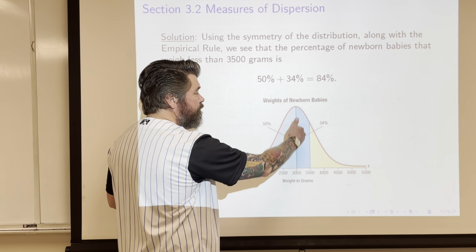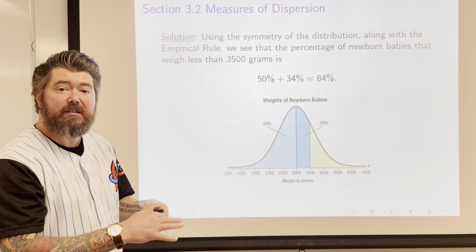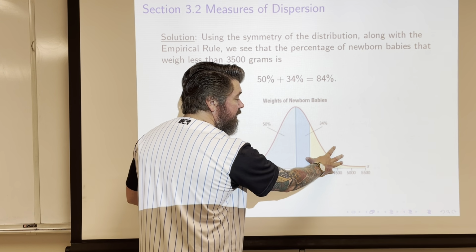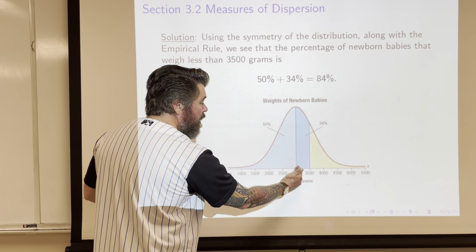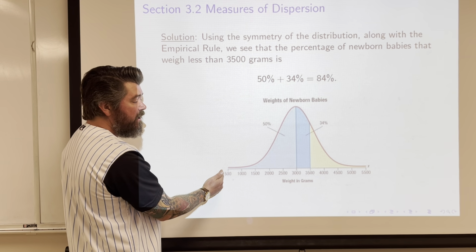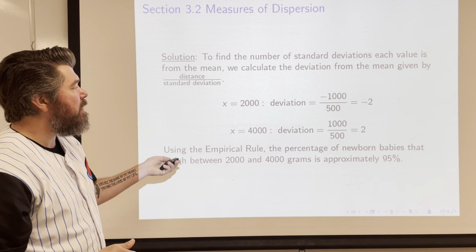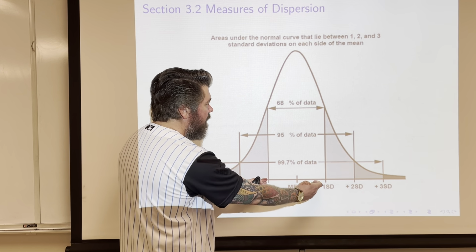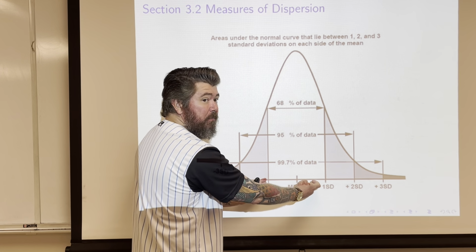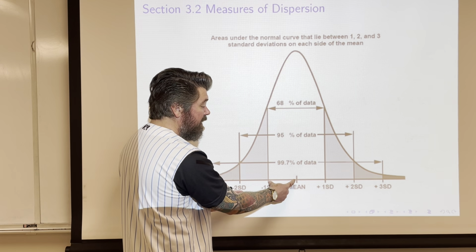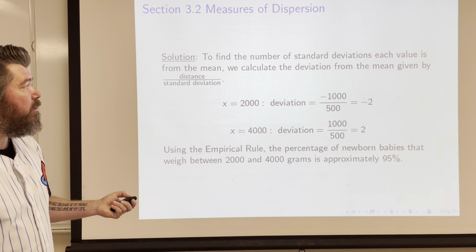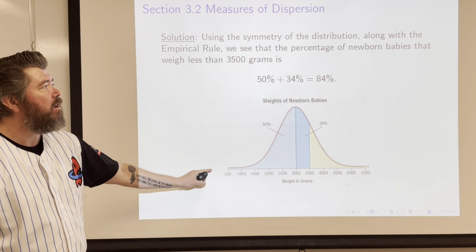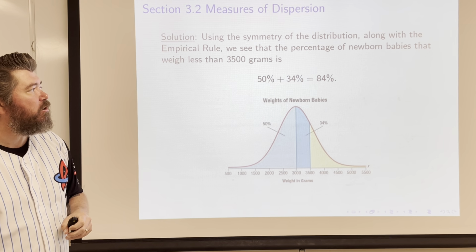Well, we know that the middle cuts it in half because it's symmetric. So half of this contains 50% of the data, and half of this contains the other 50%. So we already know that everything below 3,000 gives us 50% of the data. We can use our symmetry here. Notice when we're between 1 standard deviation to the right and left, 68% of the data lie here. Because of our symmetry, that tells us 34% is here and 34% is here. So if we add these two percentages, we see that 84% of the newborn babies weigh less than 3,500 grams.